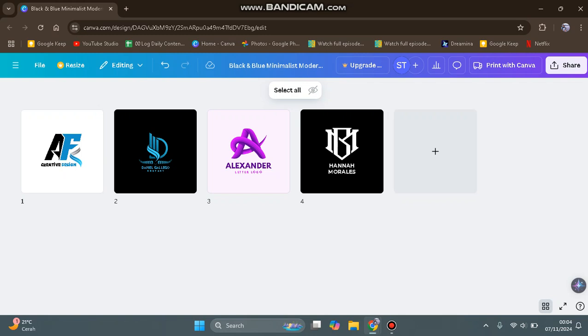The fifth and last one is long-term impact. A well-designed logo can last for years even as your business evolves. And a strong logo can contribute to your brand's legacy and reputation.